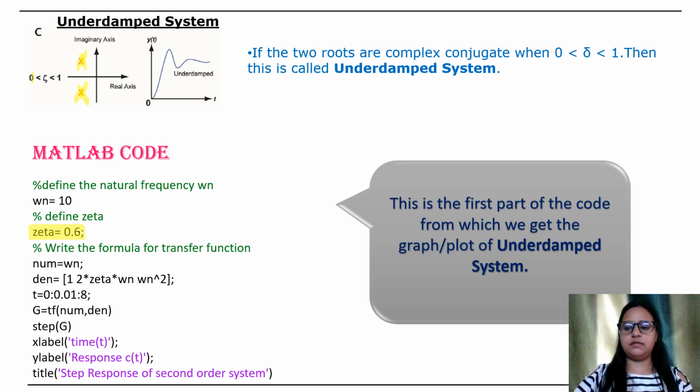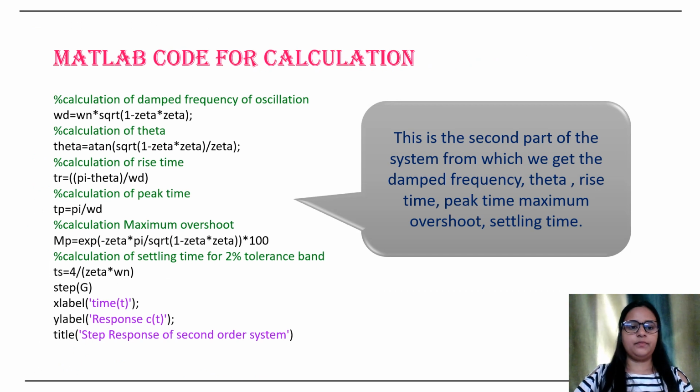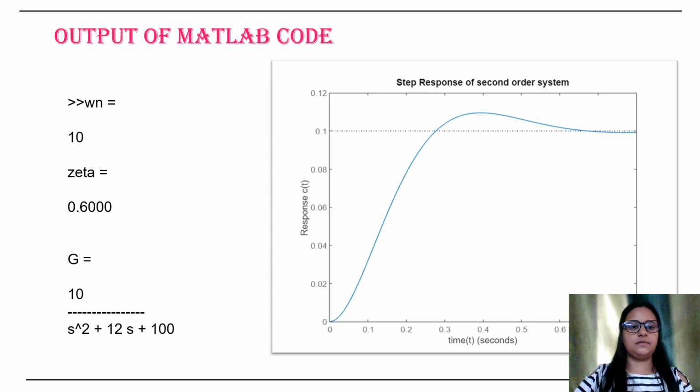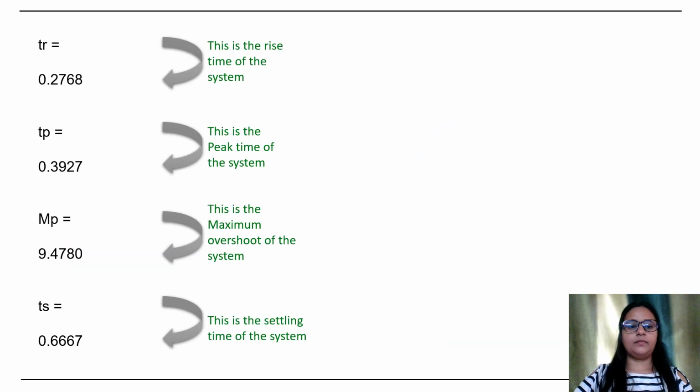This is the first part, the same as the previous one. This is the second part of the code, from which we can get the parameters of the signals. This is the transfer function of the underdamped system. G equals to 10 by s square plus 12s plus 100. This is the graph of the underdamped system. This is the rise time, peak time, maximum overshoot, settling time.